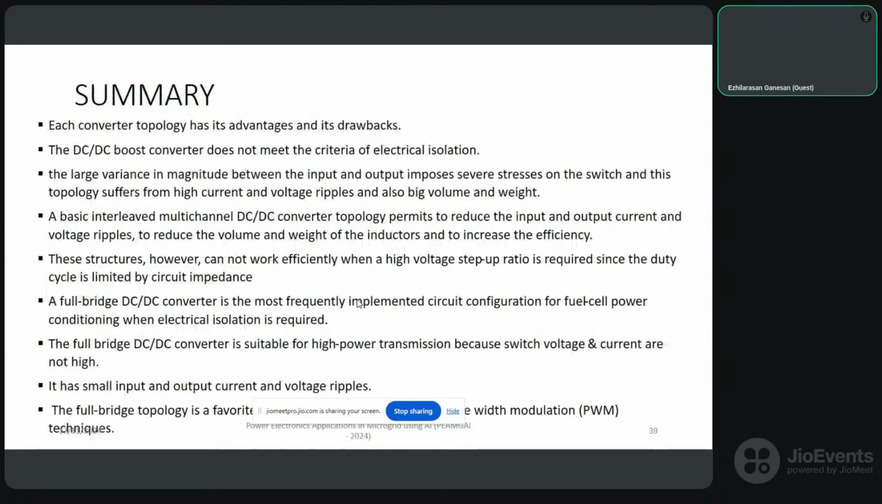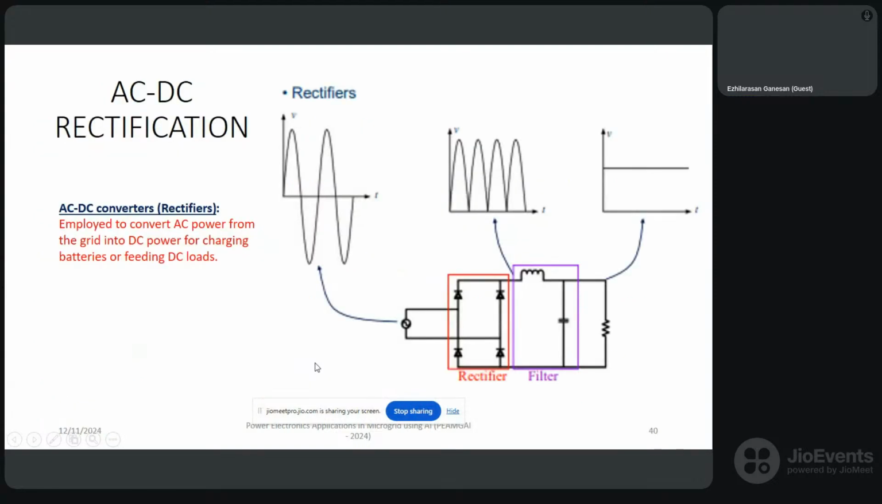So as a summary, each converter topology has its own advantages and drawbacks. The DC-DC boost converter does not meet the criteria of electrical isolation, whereas the full bridge DC-DC converter meets the electrical isolation. It is also suitable for high power transmission, because switching voltage and current are not high, right? So we go to the next topic, AC-DC rectification.